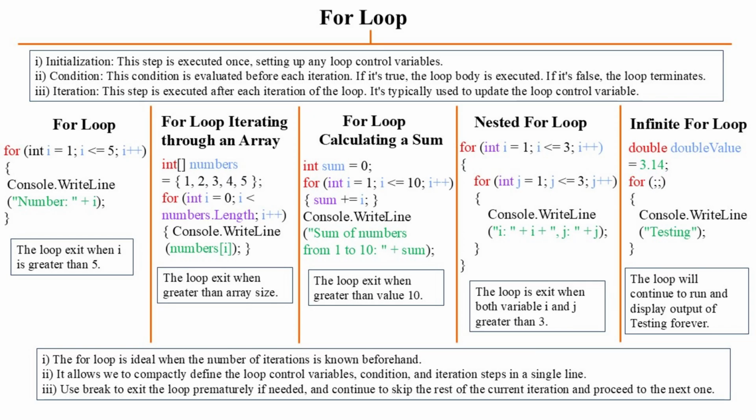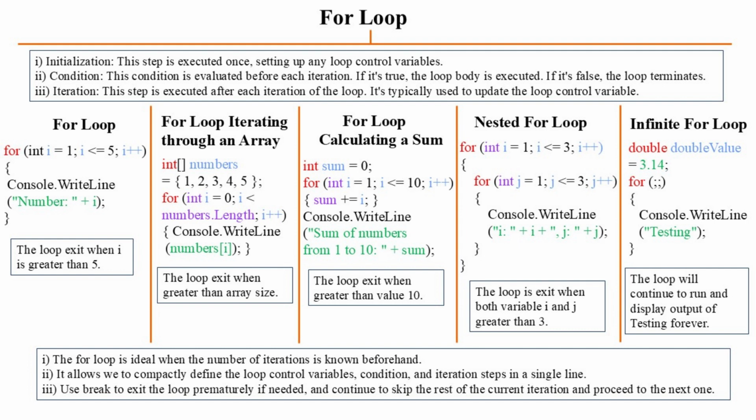Today we are going to discuss the for loop in the C# programming language. In C#, a for loop is used to execute a block of code a specific number of times. It's typically used when the number of iterations is known before entering the loop. The for loop syntax consists of three main statements, which are initialization, condition, and iteration.